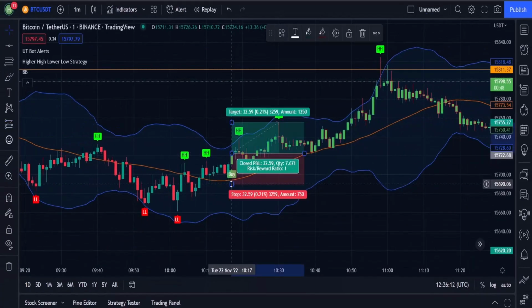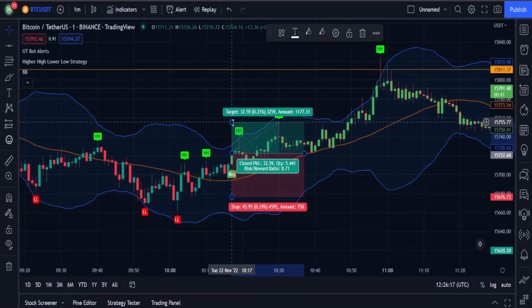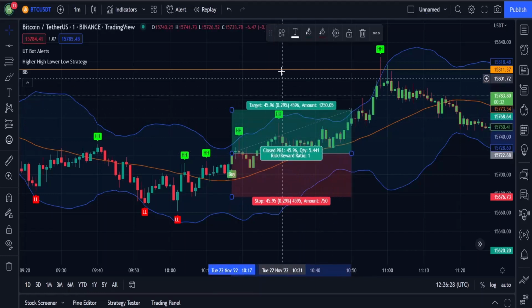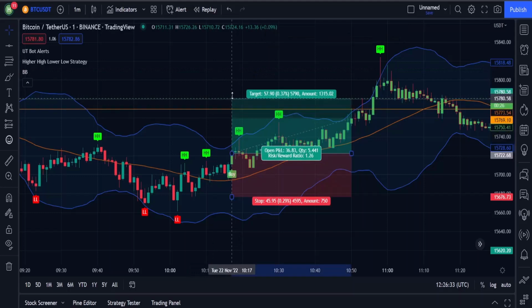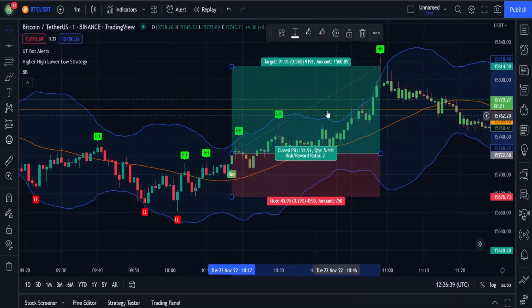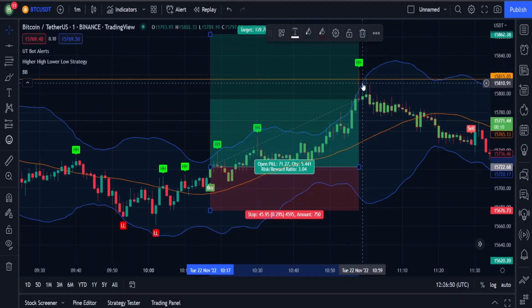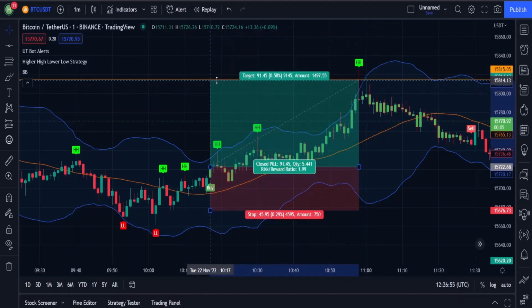So we'll enter this trade at this candle. The stop loss is going to be set at the recent swing low for buy trades. And just like with the short trades, we are going to be adjusting the stop loss to the previous target every time the price action reaches a new one. And we can see this trade would have ended in a profit.